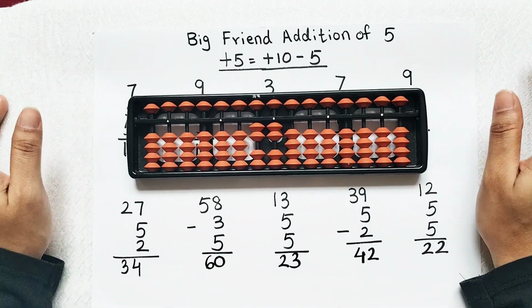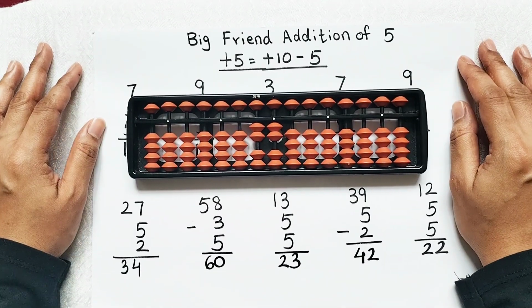Now here we have solved all the questions based on big friend addition of 5 formula.